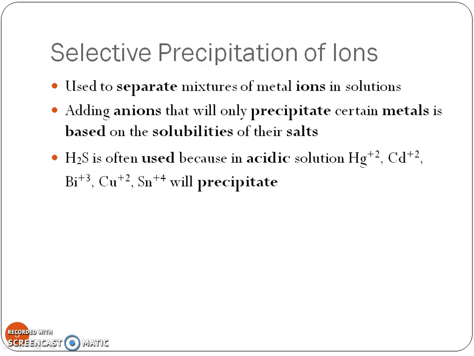So selective precipitation is used to separate mixtures of metal ions in solutions. If we add an anion, it will only precipitate certain metals, and this is going to be based on the solubilities of those salts. In other words, something like H2S is often used in an acidic solution to precipitate out these particular metal ions.